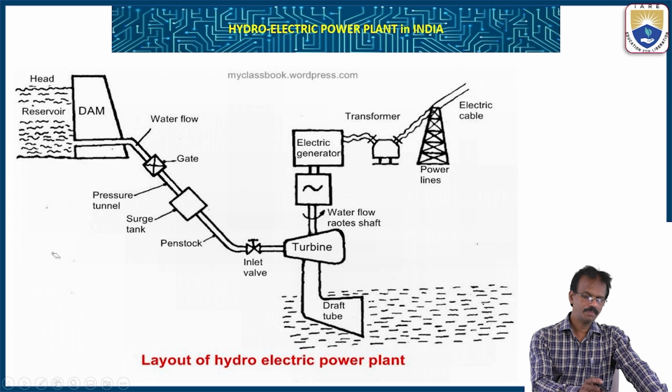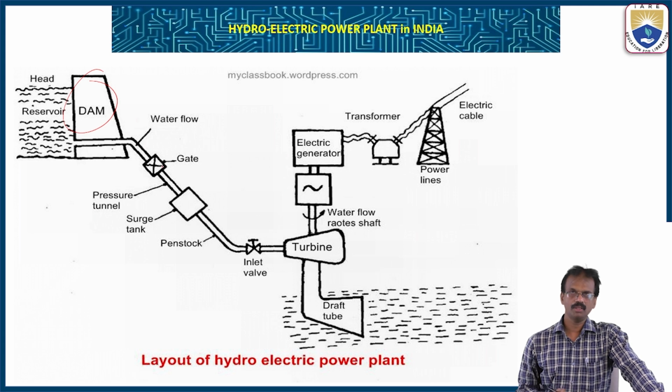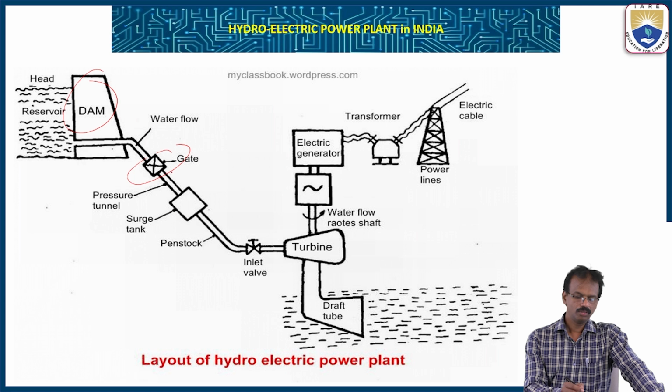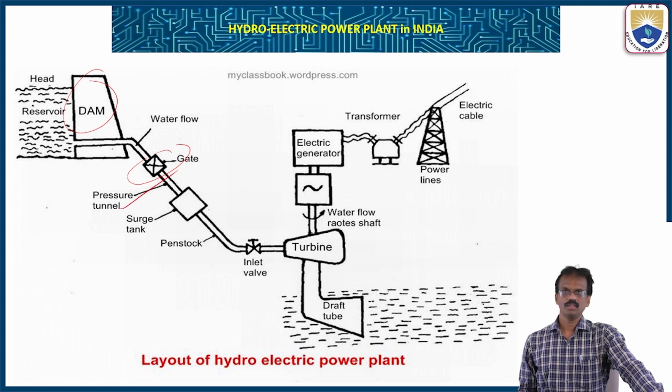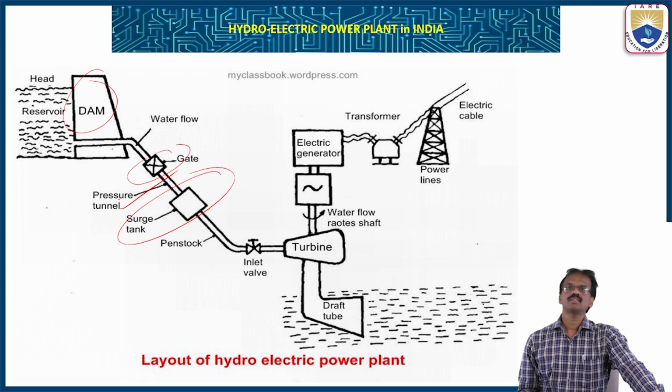These are the catchment areas. From the catchment areas, the water is stored in the reservoir, which is behind the dam. Through this dam, water flows through the gates, and through these gates the water passes to this pipe, which is the pressure tunnel. The gate helps to raise the pressure of the water. This water is collected into the surge tank.